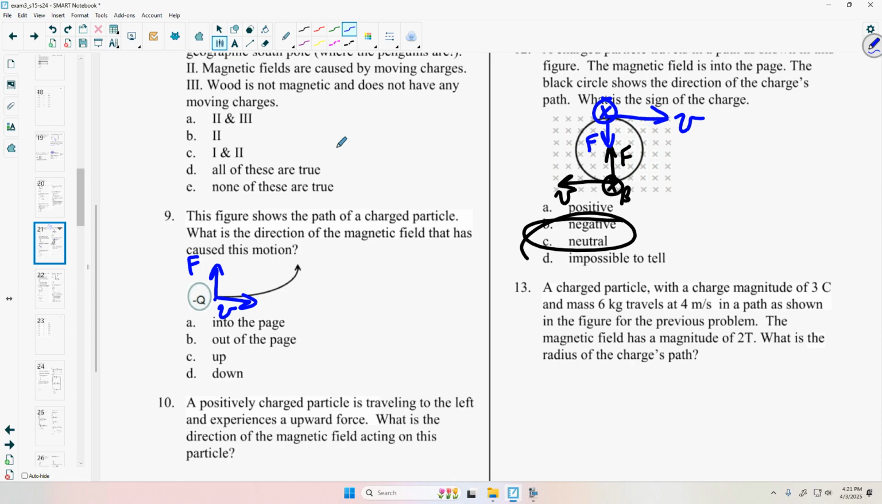So now I want to know what is the direction of the magnetic field. I need to remember too, by the way, that this is a negative particle. That's really important because that means I'm going to take the opposite of what I find. V is in this direction. F is up. That means that my magnetic field is into the page. But it's a negative particle, so the answer is actually going to be B, out of the page. Okay?